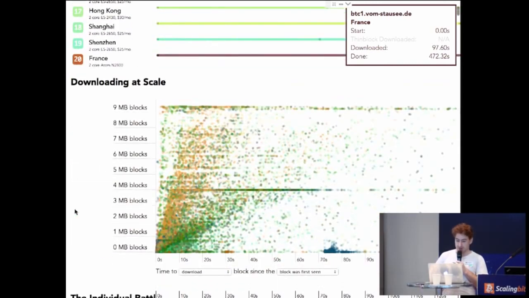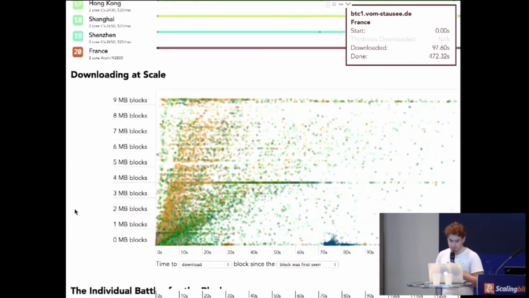Over here, we've got a scatter plot. Some of you might have seen the data that Gregory Maxwell collected. He found that if you're looking at stratum times, you see a block propagation time of about 10 seconds for a 1 megabyte block. And if you look at our data, you see about the same. So about 10 seconds for 1 meg on average.